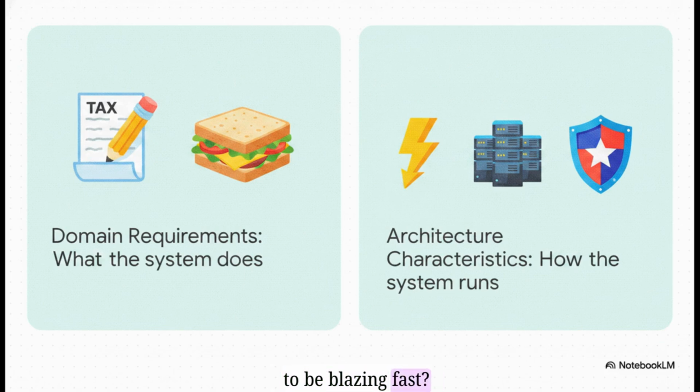Does it need to be blazing fast? Does it have to handle 1 million concurrent users? Does it need military-grade security? Business requirements dictate the domain, but it's the architecture characteristics that form the critical structural constraints of the entire system.